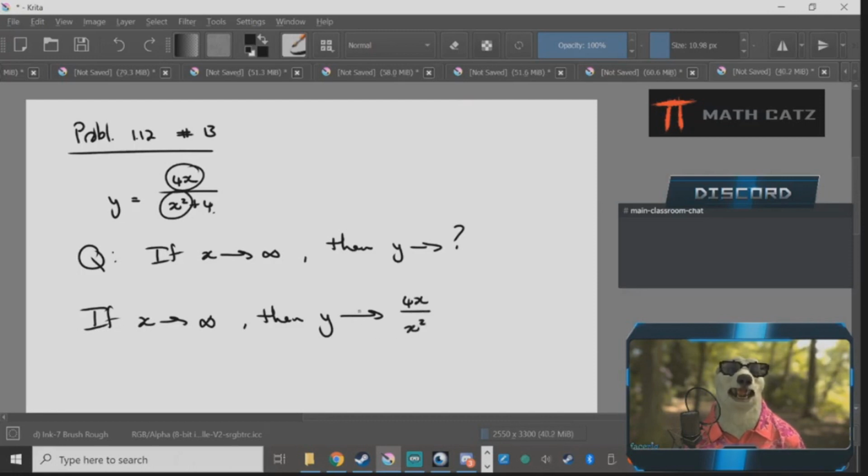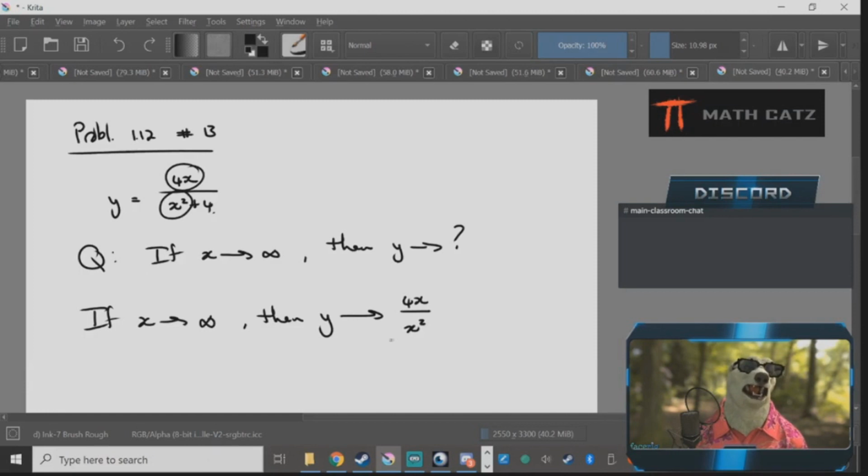This is an arrow. This is not an equal sign because it's behavior. My mathematical translation for behaves like is that arrow. If you say equal in a test, I'm going to have to subtract some marks because it's not the same thing. And it shows you don't understand that we're looking at behavior here.